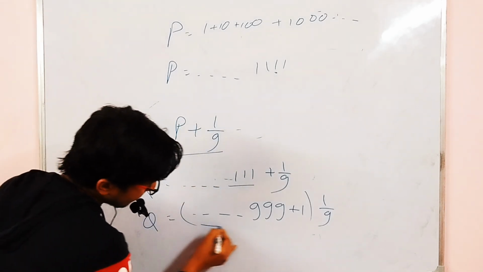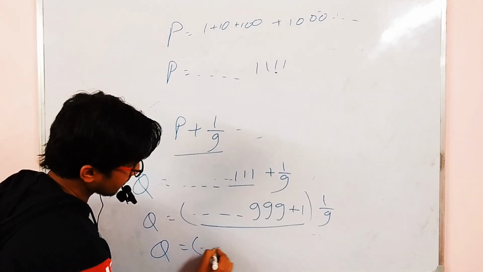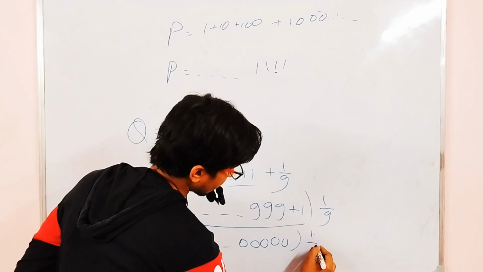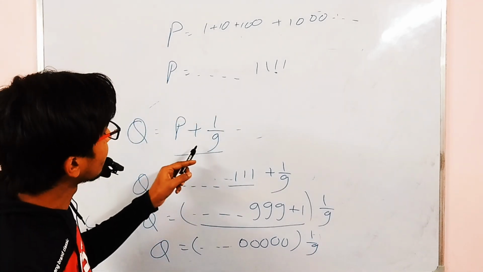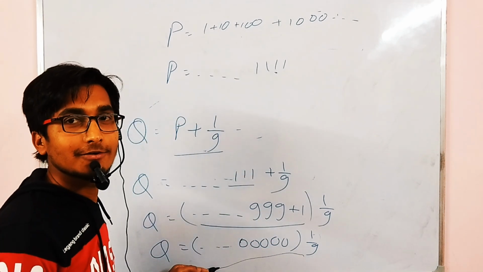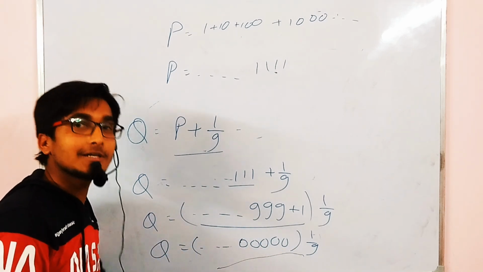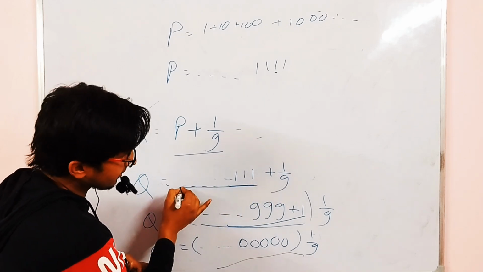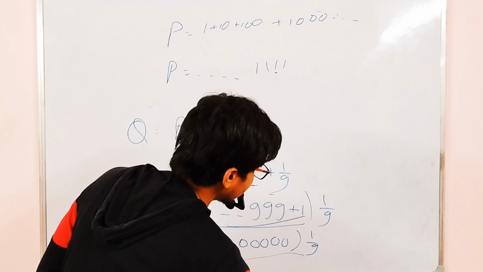So when you add this, what will you get? 0, 0, 0, 0, 0. So you can see this number, after adding 1 upon 9 to this infinite series, is giving 0. Because we can't say where is 0, because this is a very large number. We are adding some positive number. So can you predict where the 0 will be?